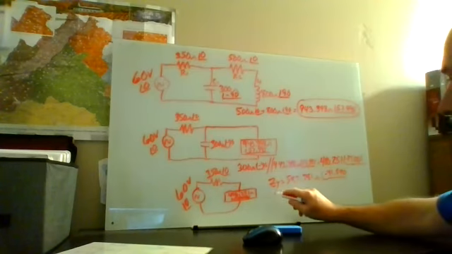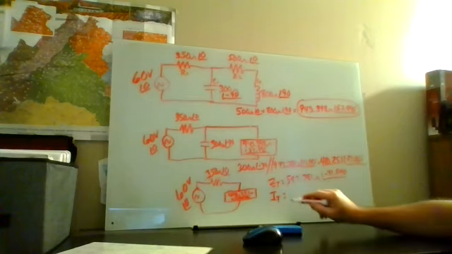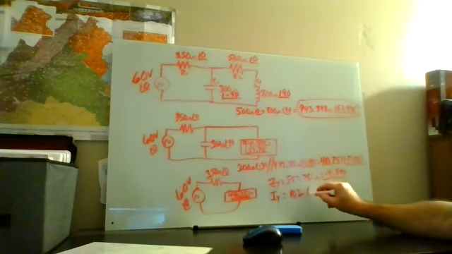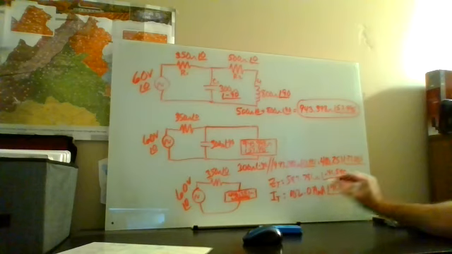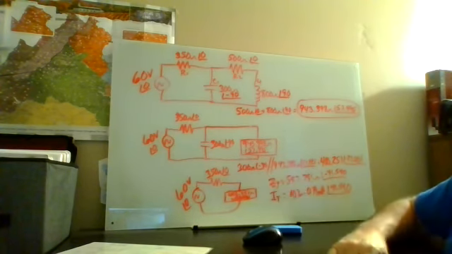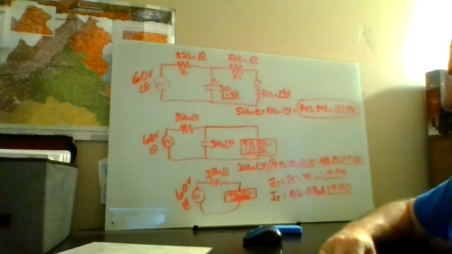Then I'm going to find my I total. E total divided by Z total: 102.079 milliamps at an angle of 41.540. Now I'm going to go back and get my voltage drops for both of these. I'm going to add up those voltage drops and make sure they equal 60 volts at an angle of 0.